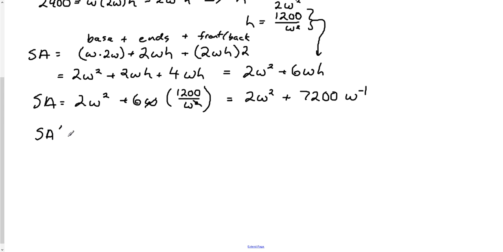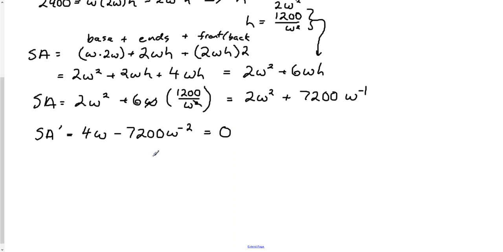So our surface area derivative is going to be, let's see, derivative of 2w squared, we're going to bring down the 2, so that's going to be a 4w. 7,200w to the negative 1, we'll bring down the negative 1, that'll make this negative 7,200. And subtracting 1 from the exponent gives us a negative 2. To find our minimum, we are going to set this equal to 0.